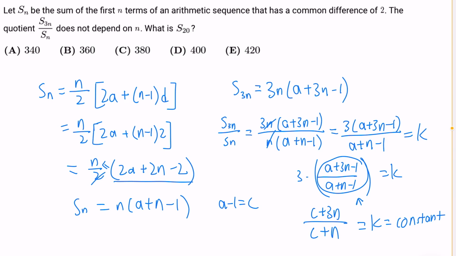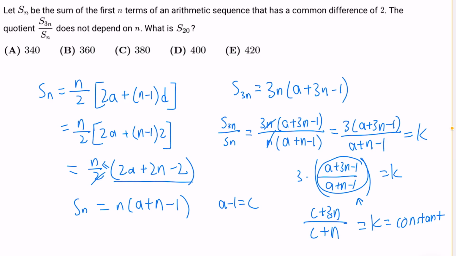Now, if we know this is a constant, if it's a number, then that means that the numerator and denominator must change at the same rate when n increases. However, right now we see that as n increases, the numerator, c plus 3n, is going to grow 3 times as fast as the denominator, c plus n, because of the number 3 that we're multiplying with the n. So that means that the only way to keep it a constant is that c must be equal to 0.